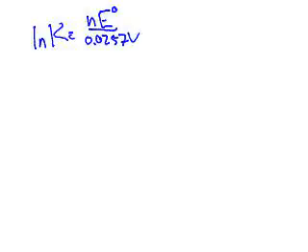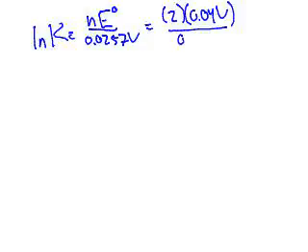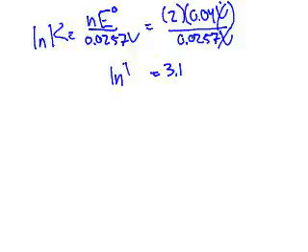0.0257 volts. If we go back and look at this reaction, we saw that n is going to be 2, because there are 2 moles of electrons transferred. The standard potential for the cell was 0.04 volts, and this is divided by 0.0257 volts. The volts are going to cancel out, and we're left with 3.1. So the natural log of the equilibrium constant for this reaction is equal to 3.1.